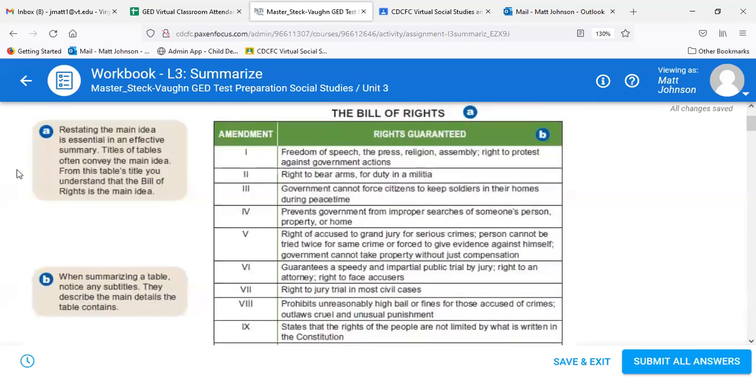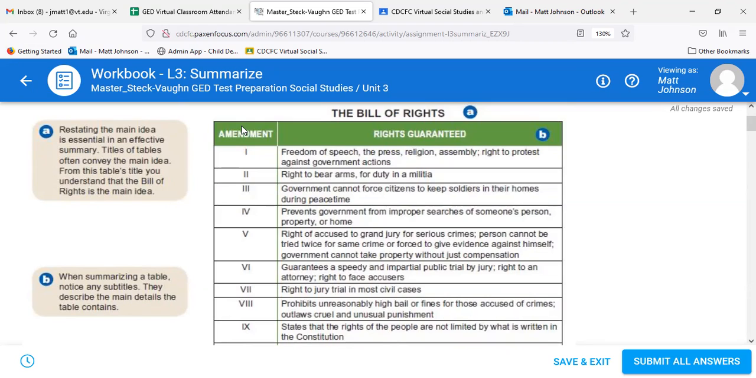So it says at the top here, thinking about the title, restating the main idea is essential in an effective summary. Titles of tables often convey the main idea. From this table's title, you understand that the Bill of Rights is the main idea, right? Bill of Rights, that's in the title. I'm always harping on, make sure you understand the title.